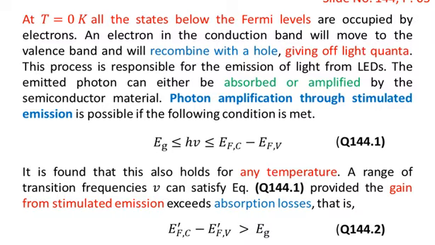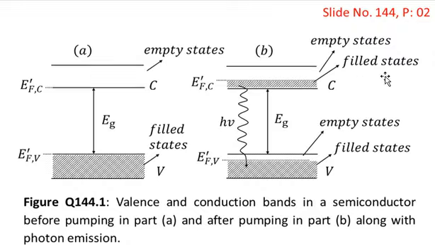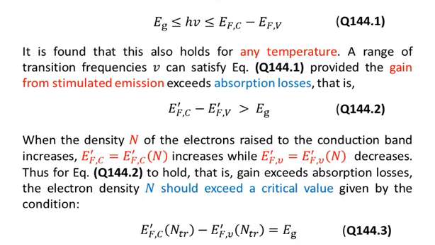So you see that we started our discussion by showing these levels at 0 degrees Kelvin, but of course these are also applicable when the temperature is not 0 Kelvin. So it is found that this also holds for any temperature, and for a range of transition frequencies nu. Here I have shown only a single frequency, but a range of frequencies can also satisfy equation number 1, provided the gain from the stimulated emission exceeds the absorption losses.